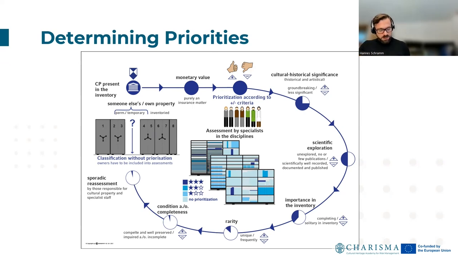So this whole process is intentionally simplified. That's important to know, because the whole determining priorities process is constructed and invented in our cultural property protection guideline, which is available for every owner of cultural property, and every owner of cultural property should be able to conduct a prioritization process. So after that, we also do sporadic reassessments, to reduce again and again and again.